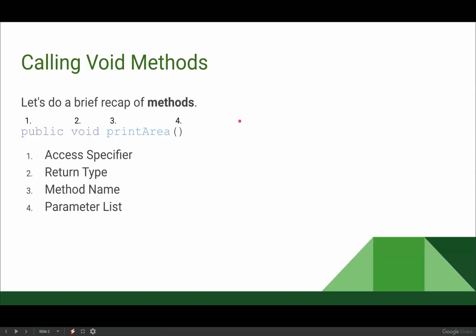So we're going to do a very brief recap of methods, what we've been talking about for the past couple of classes. We've got 4 parts to our signature. We've got our access specifier, return type, method name, and our parameter list. The parameter list is what we talked about last class when we were adding parameters to the methods we wrote. Today, we are going to be focusing on the return type of our methods.